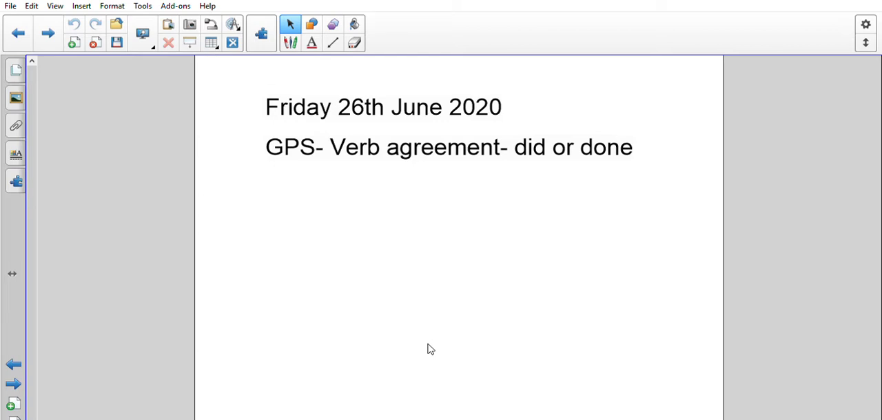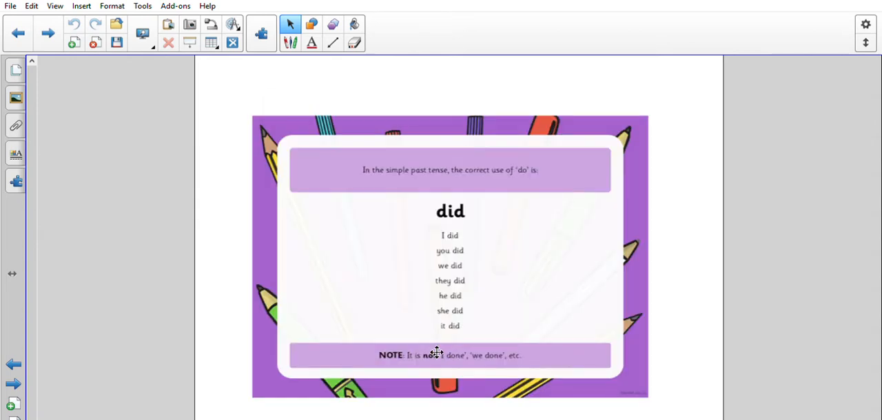In grammar today, we're going to have a look at verb agreement again, which is what we focused on this week. And we're going to look at using did or done. So in the simple past tense, the correct use of do is did. So I did, you did, we did, they did, he did, she did, it did. It's not I done. So at the weekend, I done this. That's not how we would say did.